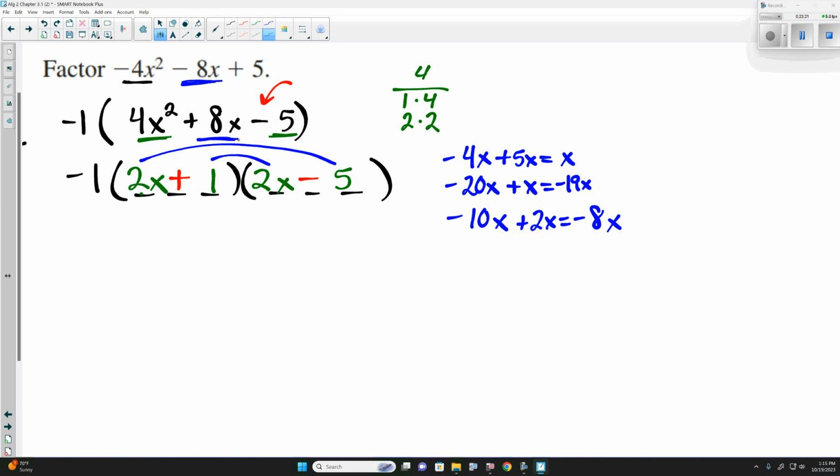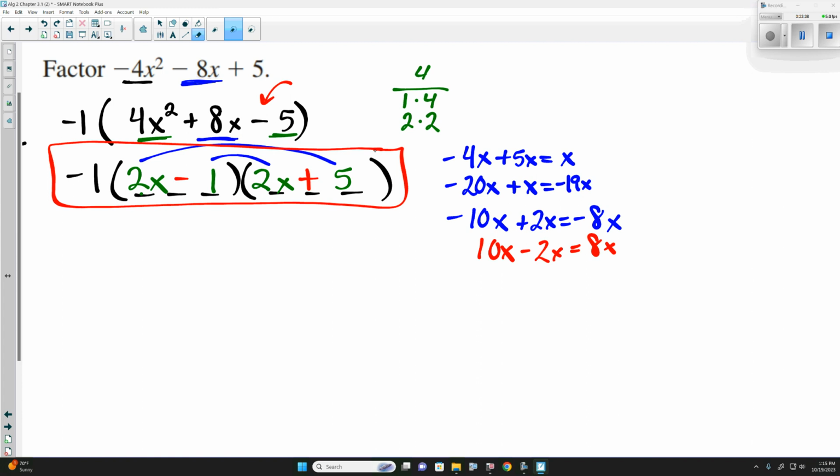So we just need to switch the signs. Because this will now make it 10x minus 2x is 8x when we check it. And that's our final answer.